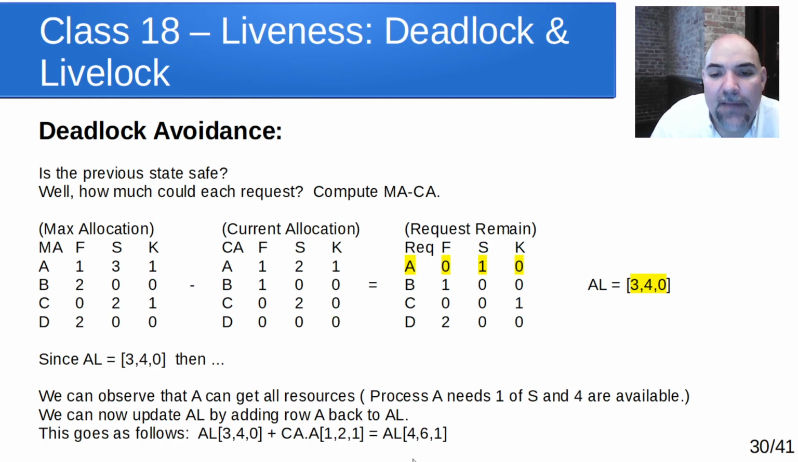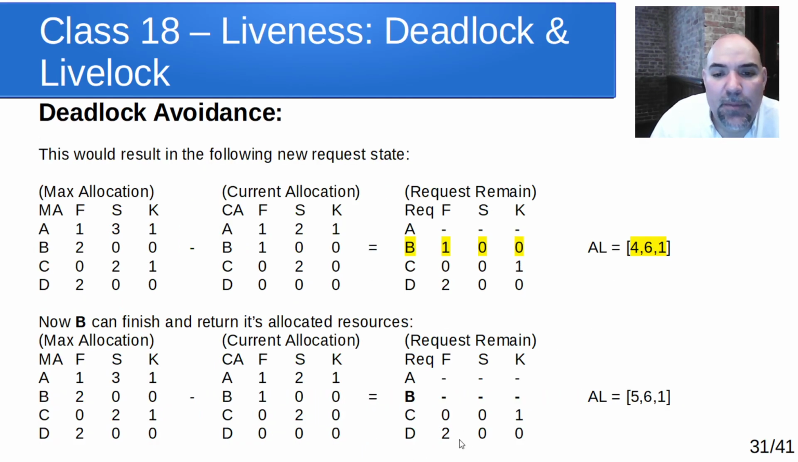And now that we've added that 4, 6, and 1, then we repeat that process and say, well, now B could finish because it could get everything it needs. So we just go down the list and say, well, that could finish. If it finishes, we give all the resources it had back. Now we have 5, 6, and 1, which means that C could now finish. There's 1 available. C needs 1. And since it could finish, it could give all of its things back. And now we have 5, 8, and 1, which is kind of our maximum available.